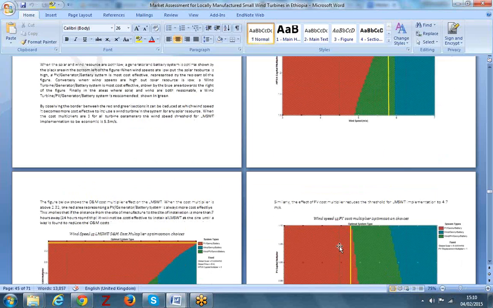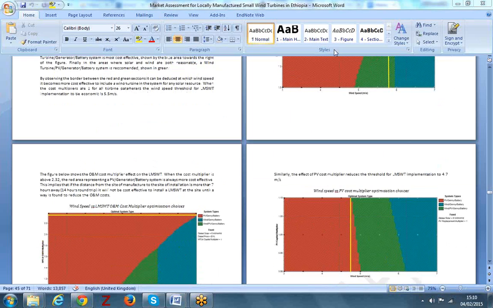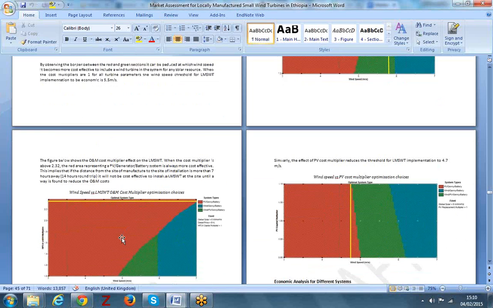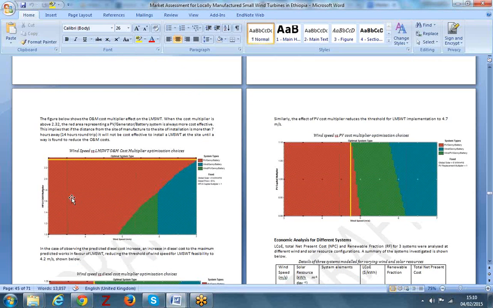But what's more interesting is the operation and maintenance. If you remember the graph from operation maintenance, the cost multiplier goes anything from 1 up to 2.5.